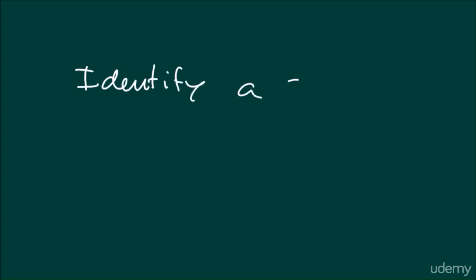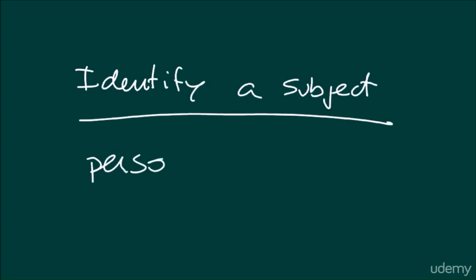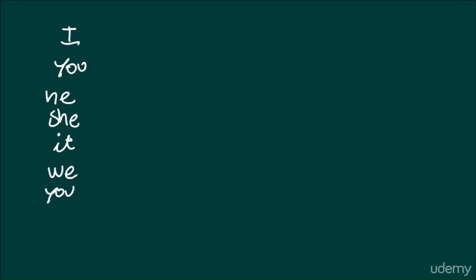How to identify a subject. A subject is the person or thing that makes an action, verb. In English, we have I, you, he, she, it, we, you, they. This is the most common way to talk about a person or people.